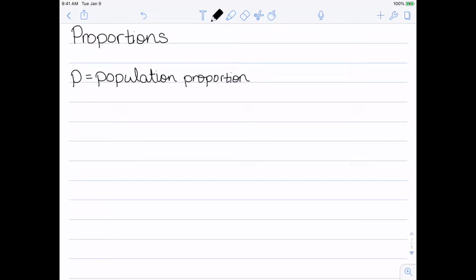So we've done a lot with confidence intervals and hypothesis testing for means, and now we're going to look at confidence intervals for proportions. So let's start with a little bit of notation here. We're going to let P be the population proportion, so the percentage of the population that has some kind of characteristic that we're looking at. And we have P hat for our sample proportion, the actual proportion or percentage of the actual sample that has the property that we want.